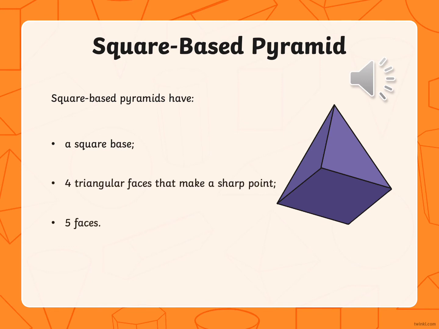A square-based pyramid has a square at its base. It has 4 triangular faces that meet at a point, and it's got 5 faces in total, 5 vertices and 8 edges.